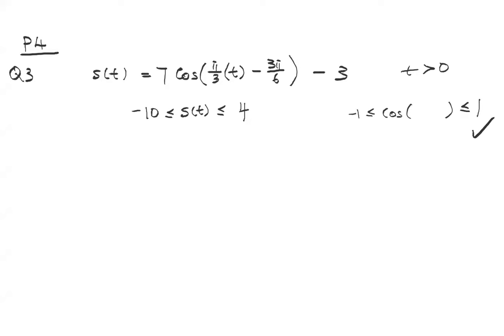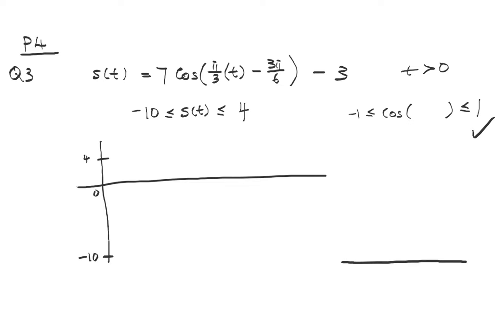Okay, so now I know that if I draw my displacement time graph, you may use your graphic calculator to draw, but I know that the highest is 4, the lowest is -10. So that means the object will oscillate between those. So I don't know where it starts, when t equal to 0.